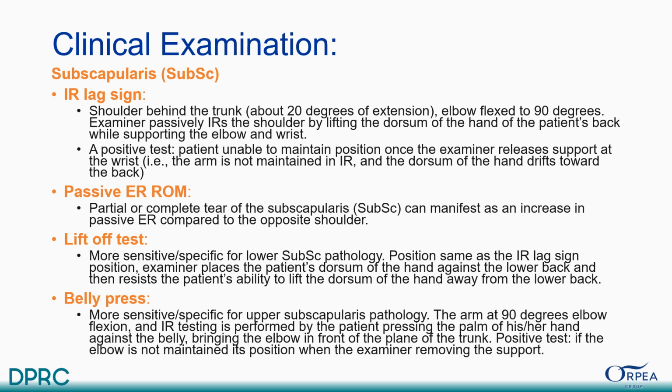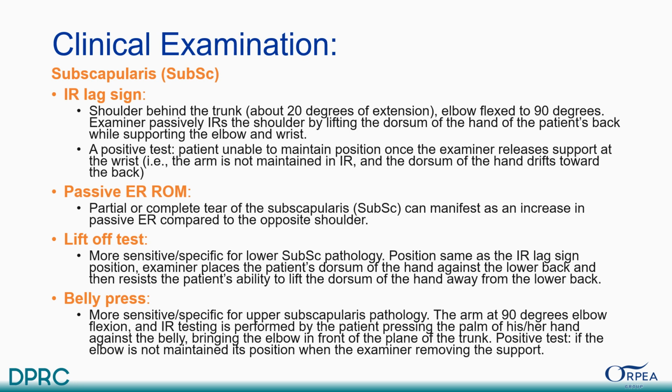For subscapularis, there is a test called the internal rotation lag sign. The shoulder is behind the trunk about 20 degrees of extension, elbow flexed to 90 degrees. The examiner passively internally rotates the shoulder by lifting the dorsum of the patient's hand off the back while supporting the elbow and the wrist. A positive test means the patient is unable to maintain this position when the examiner removes the support. So the arm is not maintaining internal rotation and the dorsum of the hand drifts towards the back of the patient. This is called an internal rotation lag sign.